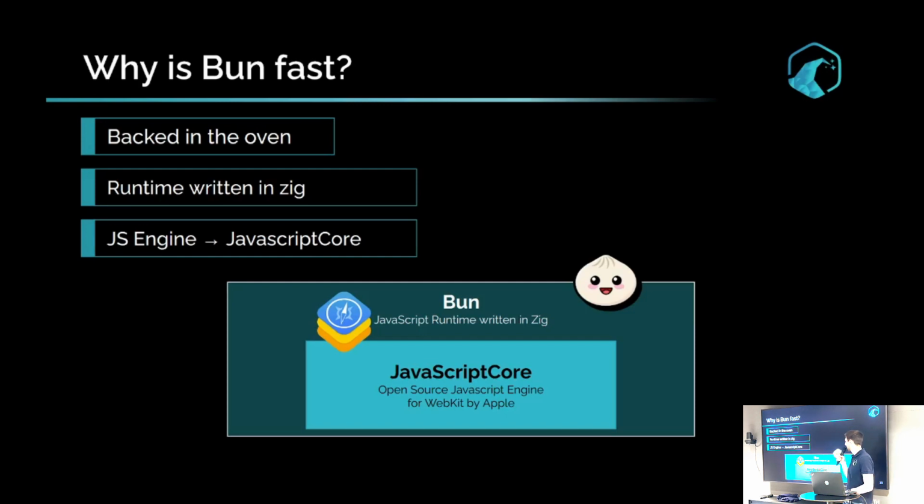Yeah, the runtime is written in Zig. This is a low-level programming language. I don't think a lot of you know it. I didn't know it before. Jarred Sumner also tried Rust, and it wasn't comfortable for him, so he tried this programming language, and he liked it, and so Bun was written in it.